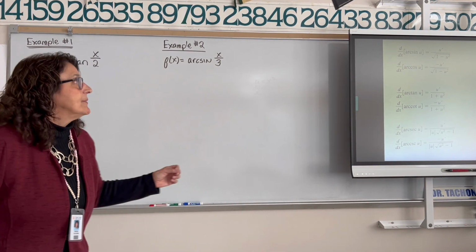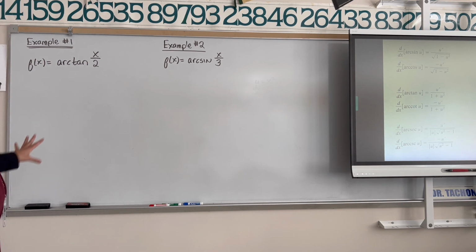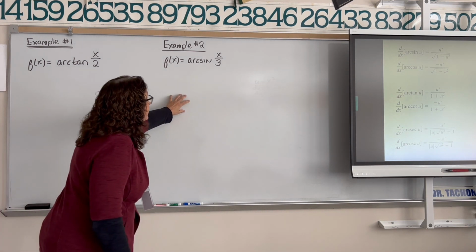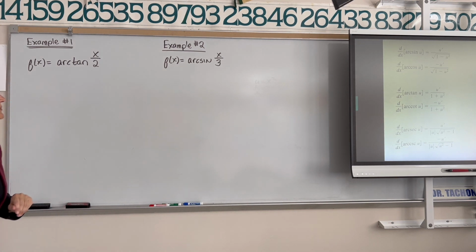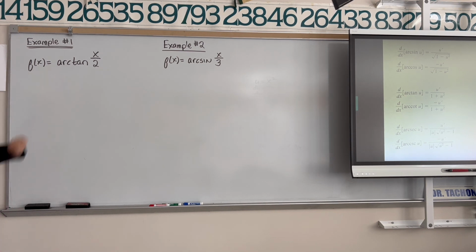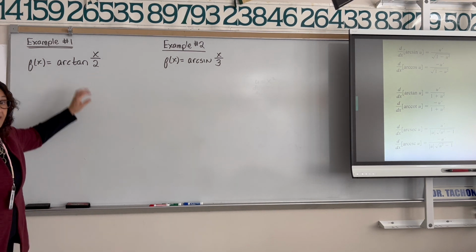We're going to do just two examples. We're going to take a look at one with no radical in the denominator and one with a radical in the denominator. We're going to find the derivative f prime of x. So example number one, f of x is arctangent x over 2. We want to find the derivative.